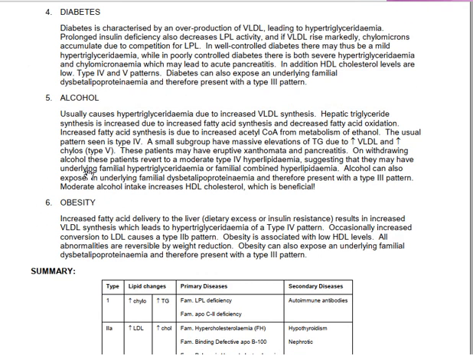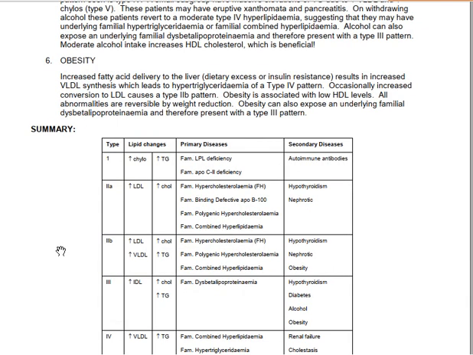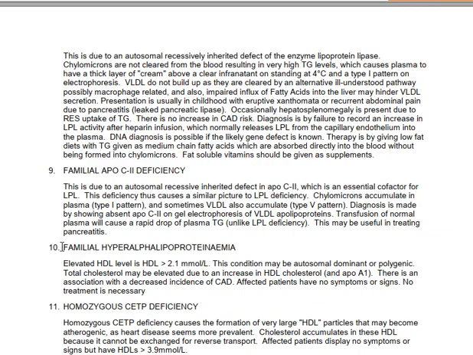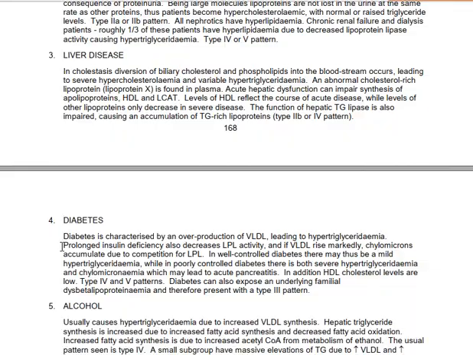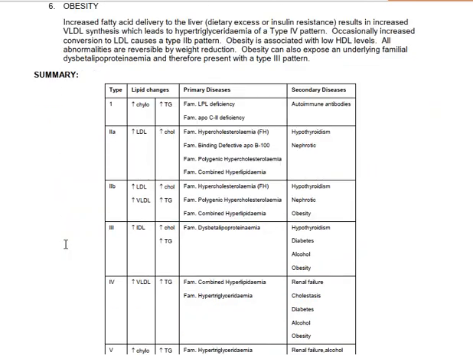Increased fatty acid delivery to the liver is going to result in increased VLDL synthesis and occasionally increased conversion to LDL. So obesity is also going to result in a high level of VLDL and LDL in the body. Is it clear? So this is the summary of the different diseases. When you have the primary and secondary diseases, you have different lipid levels.